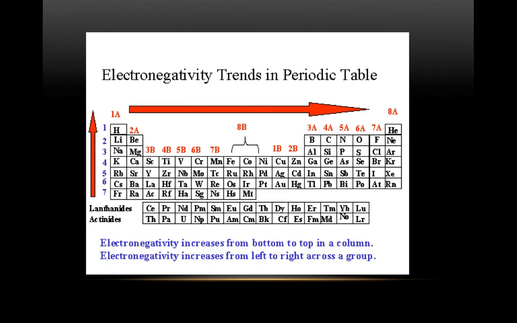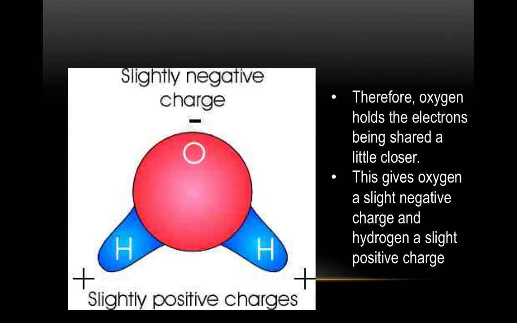So here's my trends table, and you can refer to this when you're looking at covalent bonding between molecules to figure out how equally they're going to share their electrons. So here's my water. What ends up happening with water is because oxygen is more attractive, it holds the electrons a little closer and it pulls them a little further away from hydrogen.